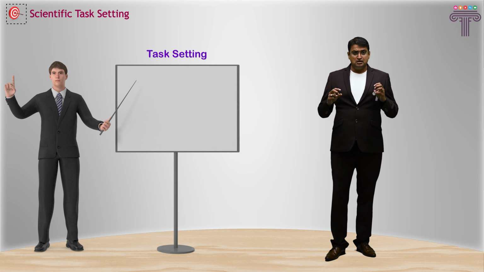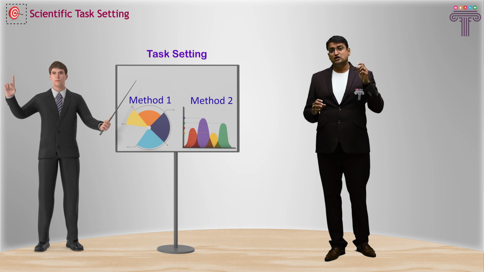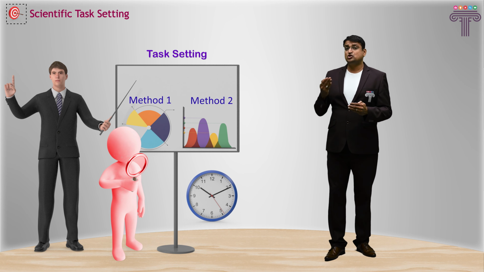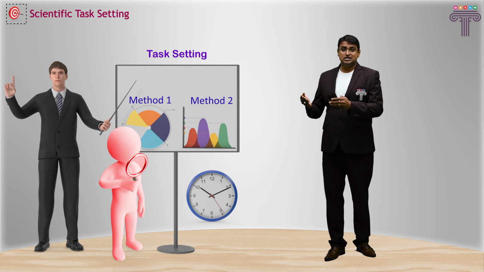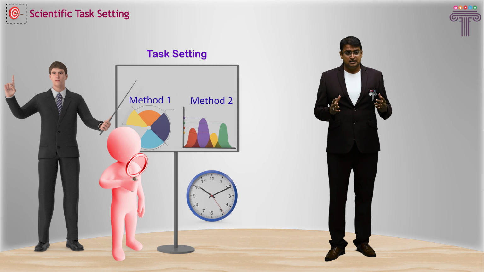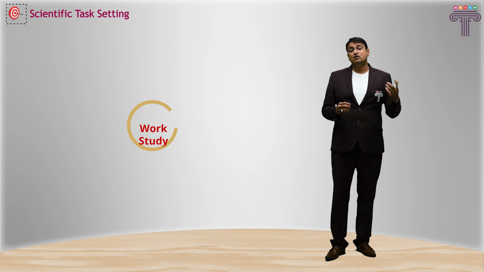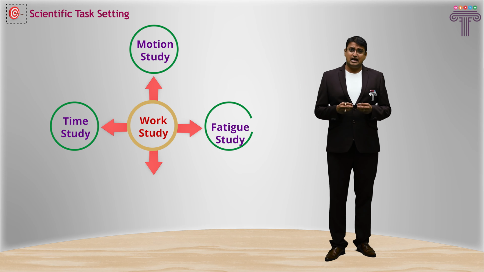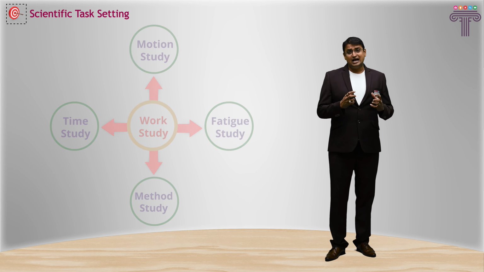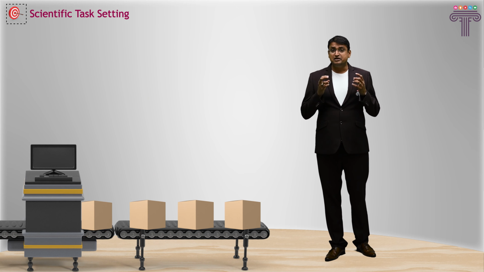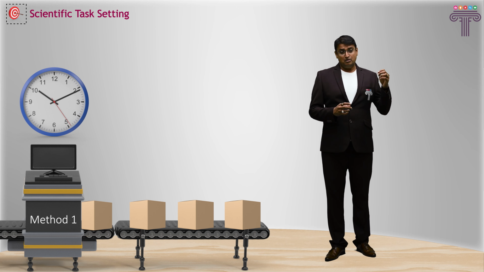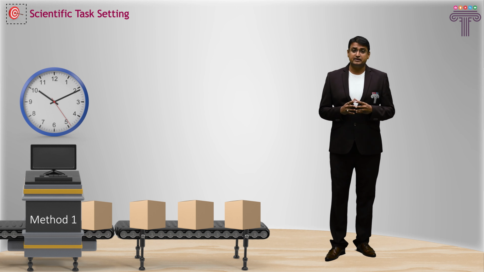Scientific task setting means you take an appropriate method to first analyze what the task is, how much time it requires, in what way it should be done, and the whole process is critically analyzed. For this, the scientific technique of work study is used, in which time study, motion study, fatigue study, and method studies are done. Once I know how the product will be produced, I can really understand how much time and in what method the production will happen or the service will be delivered.